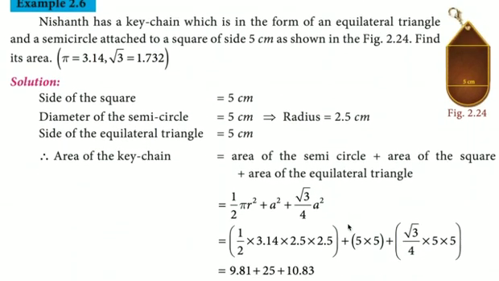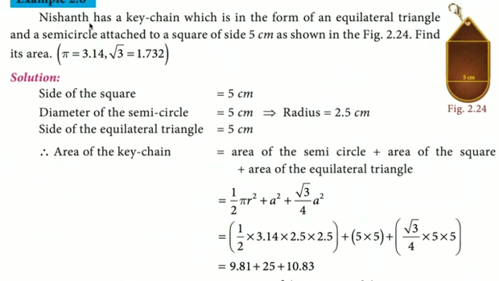Let's see one more example. Nishant has a keychain which is in the form of an equilateral triangle and a semicircle attached to it. This is an equilateral triangle and a semicircle is attached to the bottom, attached to a square side of 5 cm. Find its area. Equilateral triangle area only is asked, right?